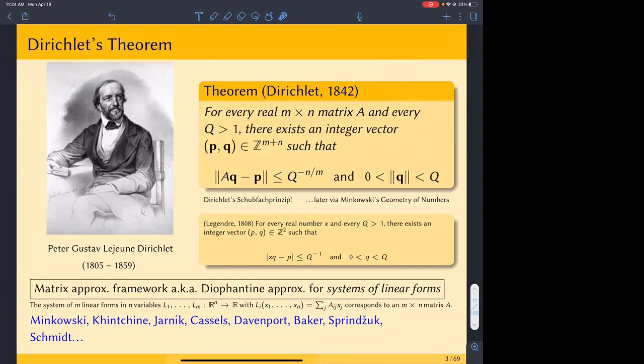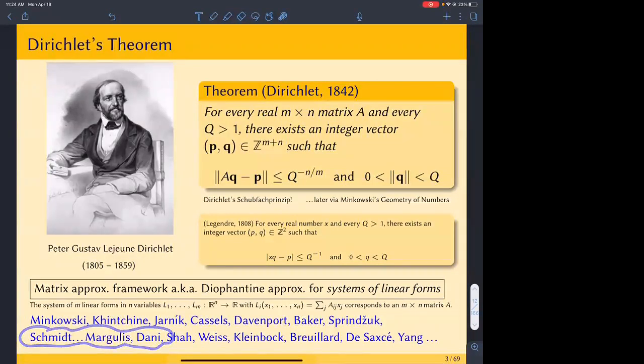I stop at Schmidt for a second before mentioning the next list of names, because at this point there was some sort of a paradigm shift. People realized, especially Schmidt, Margulis, and Dani, that there was this interaction or interface between looking at problems about Diophantine approximation per se and looking at dynamics of certain flows on homogeneous spaces. And then this was followed by Margulis, Dani, Shah, Weiss, Kleinbock, Bourgain, de Saxcé, Yang, and this list goes on.